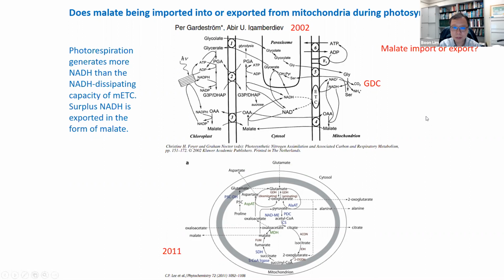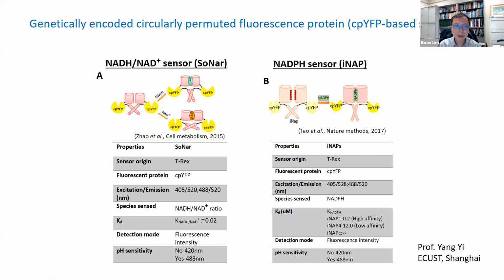To solve this problem, I adopted two sensors. One is an NADPH sensor. The other is a sensor that can measure the NADH to NAD+ ratio. Both sensors were developed by Professor Yang Yi of ECUST Shanghai, and he applied these sensors in animal systems. Our group used these two sensors and introduced them in Arabidopsis. Both of them are ratiometric sensors.